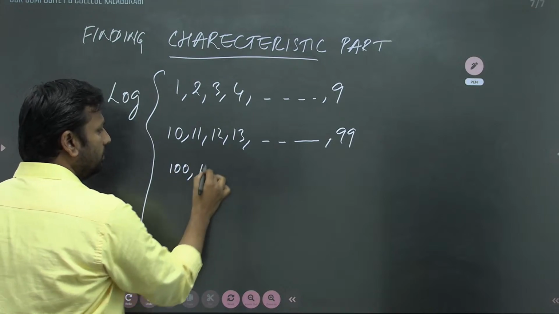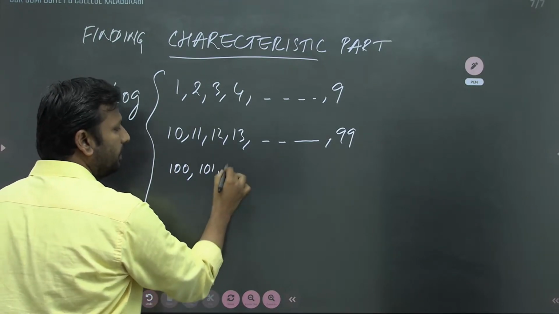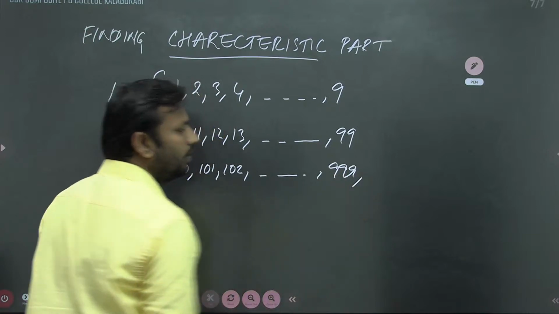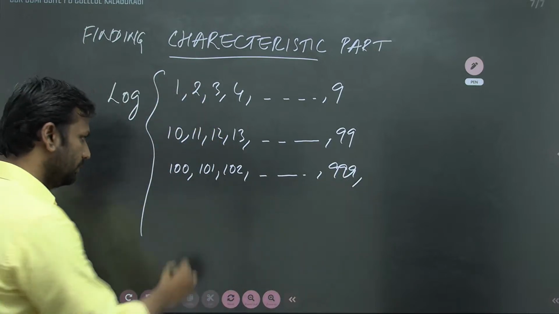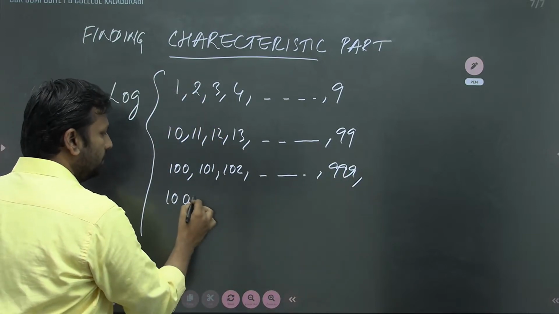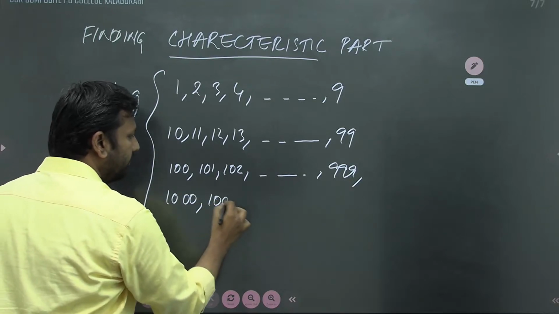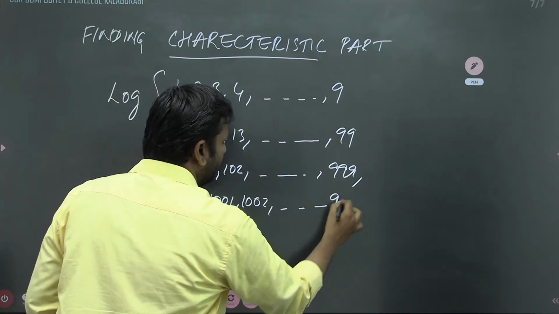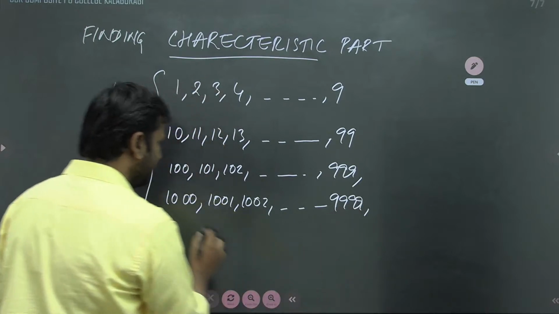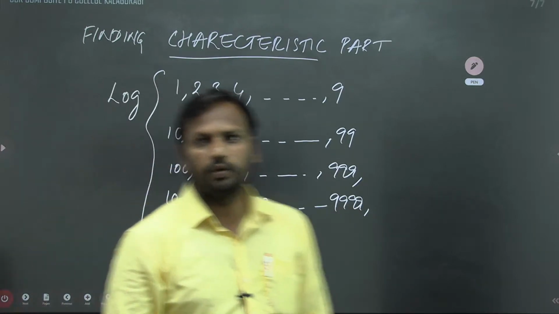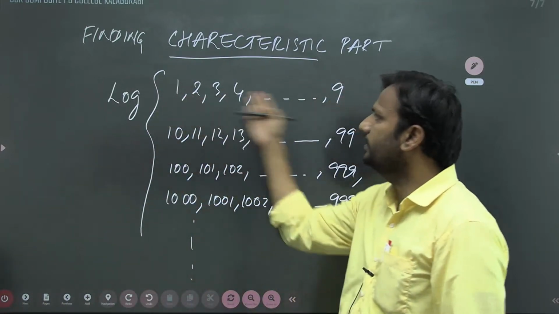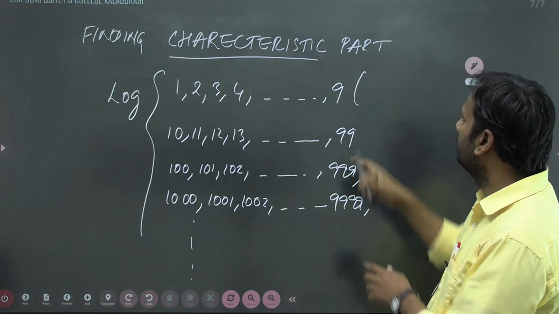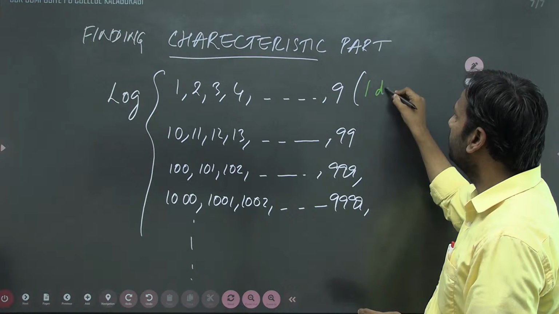Now go for this one here. 100, 101, 102, and so on up to 999. All are three-digit numbers. Next, students, 1000, 1001, 1002, up to 9999, and so on here. Right? Now you see. So the log of single-digit numbers, the log of one-digit numbers are there.